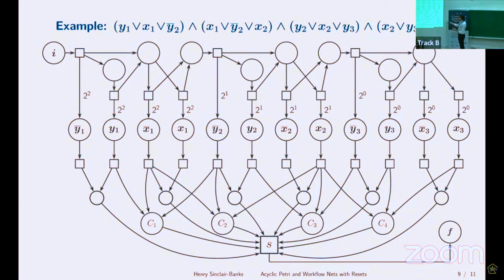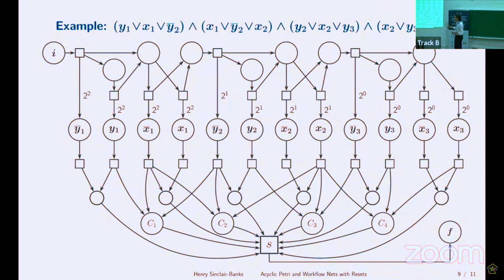So then once you have these loaded up with some tokens, you'll then have these transitions that will fire into the clauses. So C1, C2, C3, and C4 correspond to these clauses. Just to look at C1, for example, you'll be pulling a token from the Y1 place. You'll also be pulling a token from the typoed X1 place, and you'll be pulling a token from the not Y2 place.